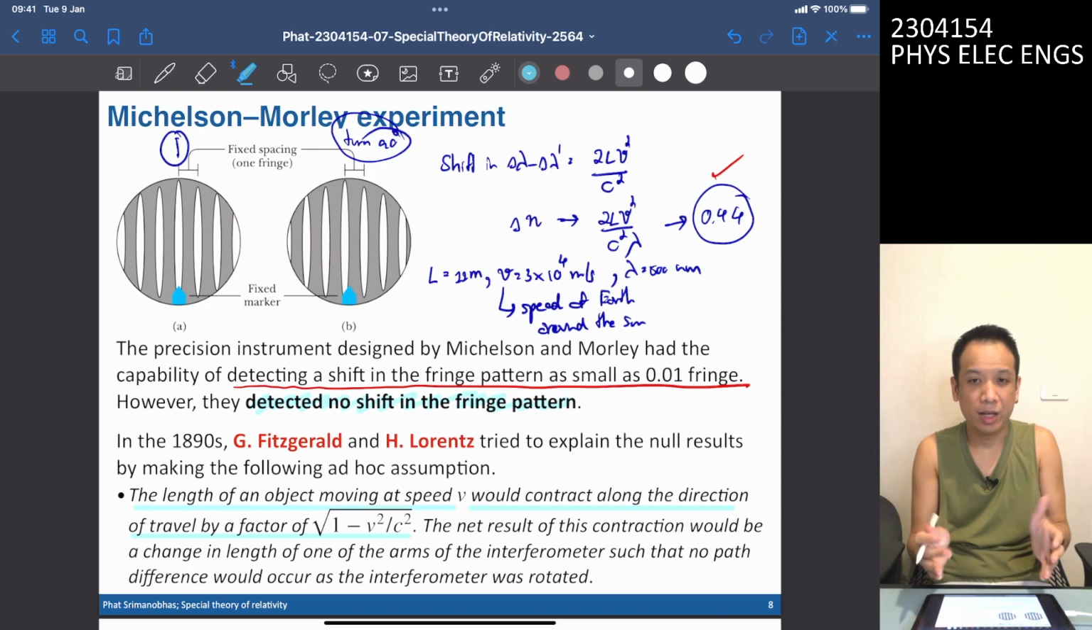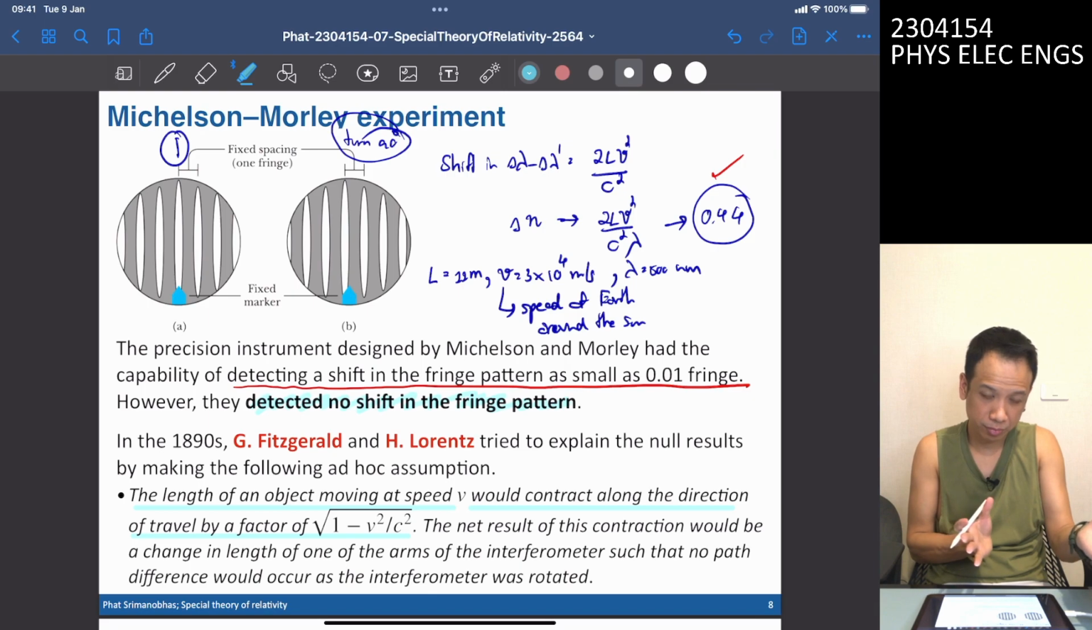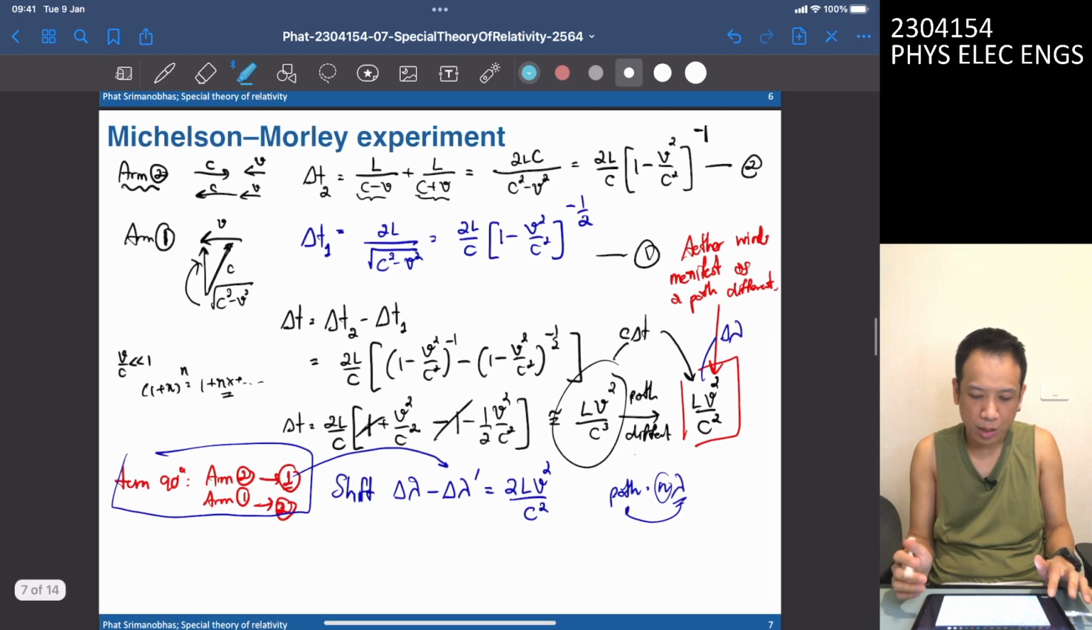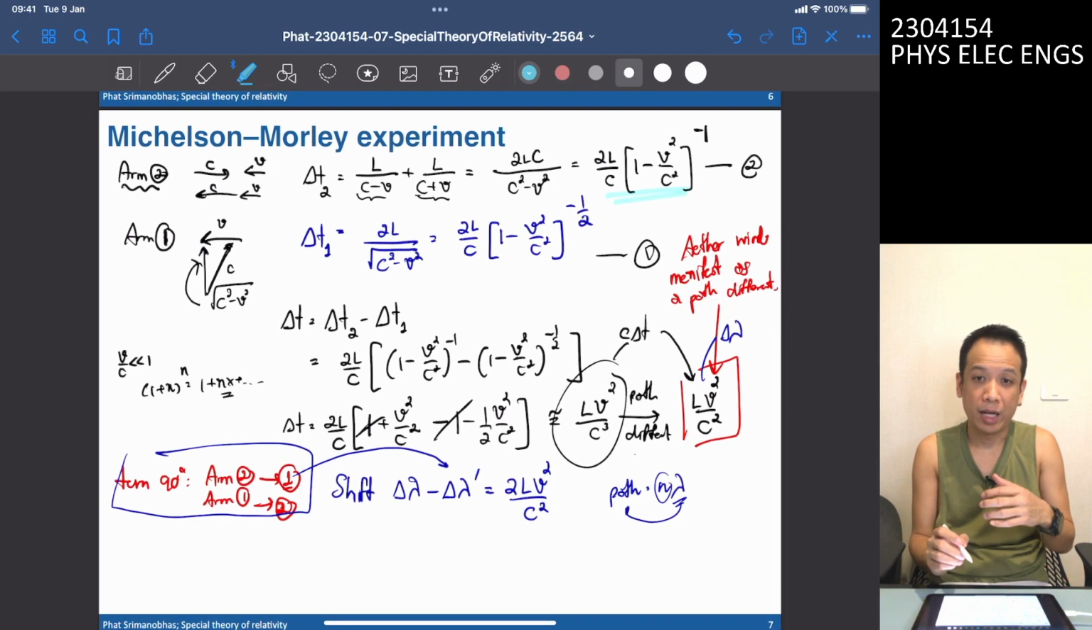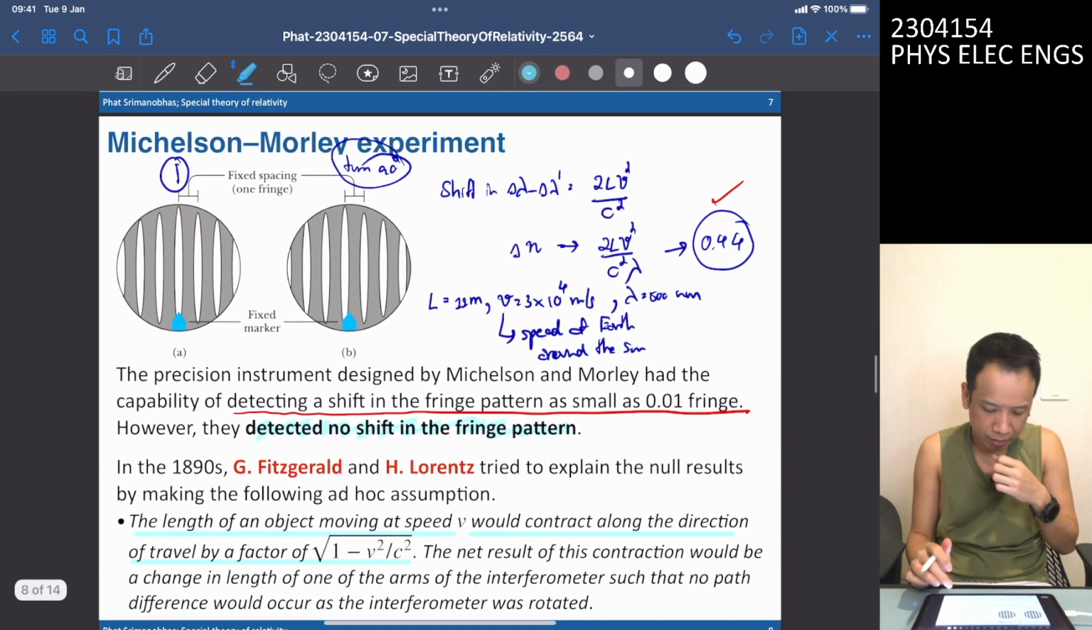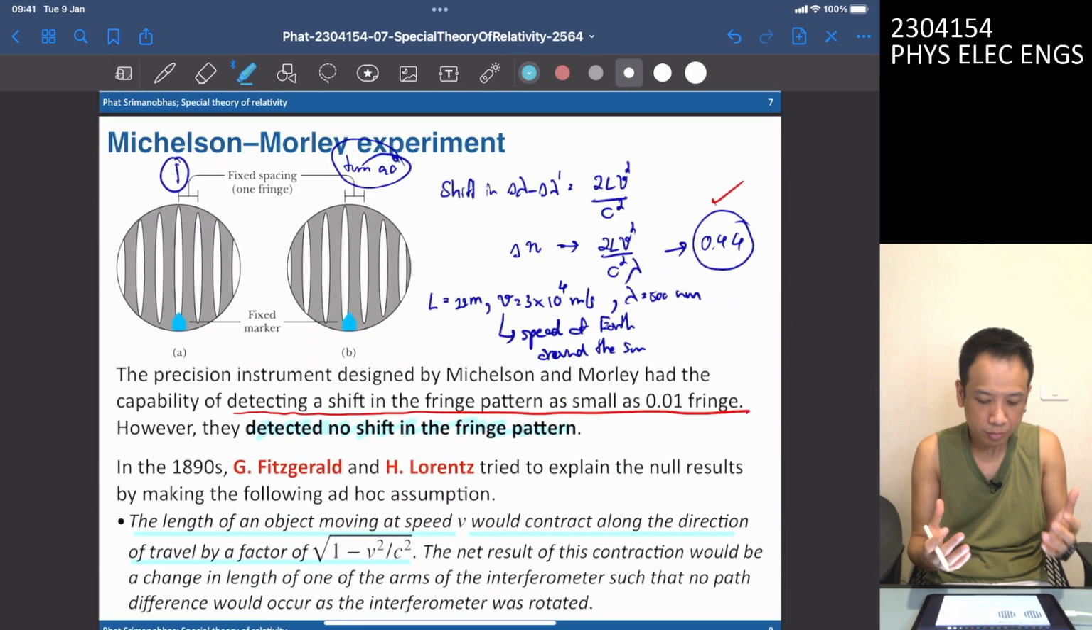A very smart thing, they say: when the object is moving with the speed, the length should contract by these factors. So in this case, it will contract this term by that factor. And when this term is contracted by the square root of 1 minus v square over c square, there will be no path difference between this and this. Then they cannot see the fringe shift.